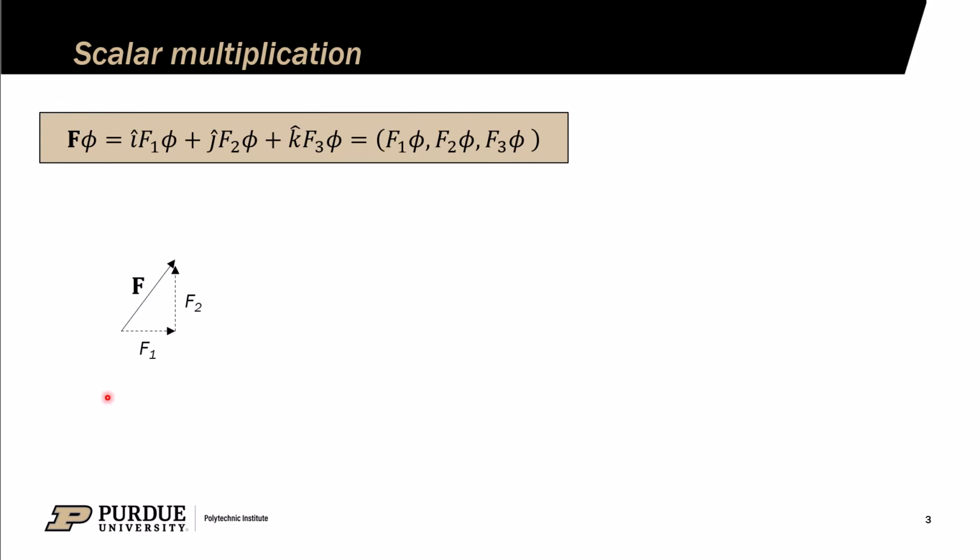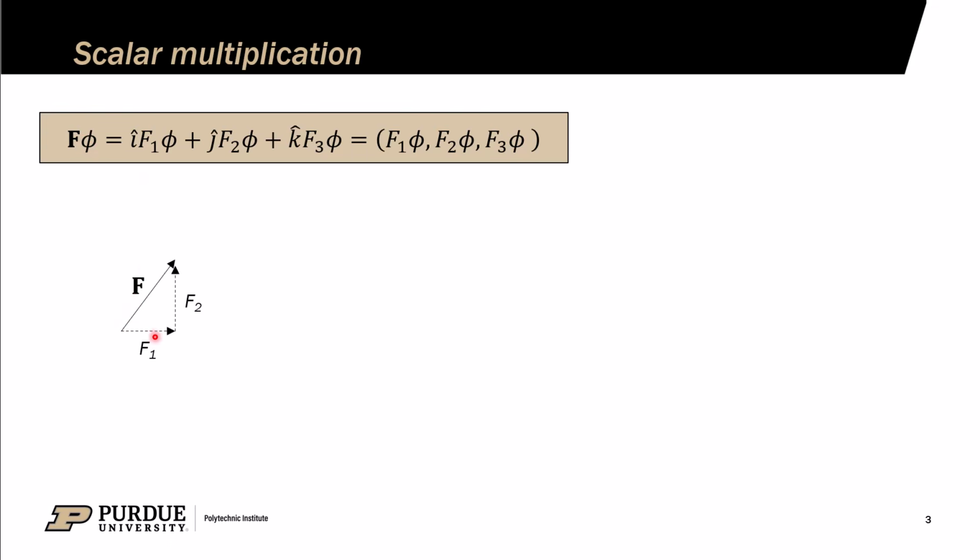Okay, so the first vector operation I want to cover is scalar multiplication. I'm not going to cover vector addition and subtraction. You can look those up on your own. I'm going to start with scalar multiplication. And what we have with this operation is a vector field multiplied by a scalar field.